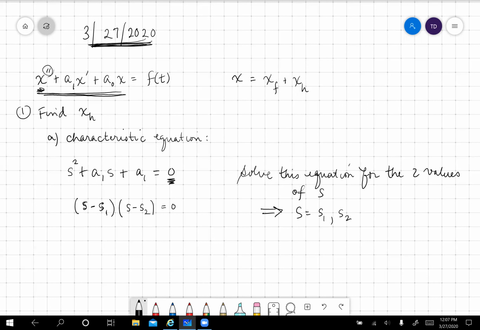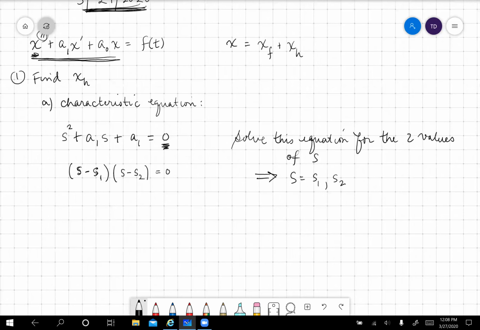But we know S1 and S2 are going to be negative numbers. Why? Because if they're not negative numbers, what will happen is the homogeneous response, the response that comes from not putting in any input, will expand. It will increase exponentially. We will have just found a way to get energy out of nothing. So that's not going to happen. So these S's are always going to be negative. So we factor this and we get these two values of S.